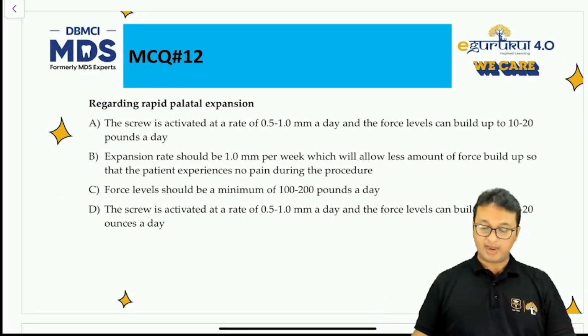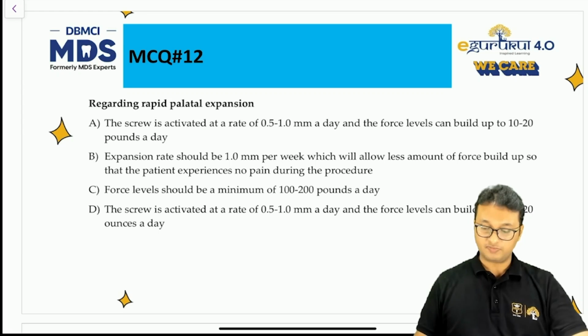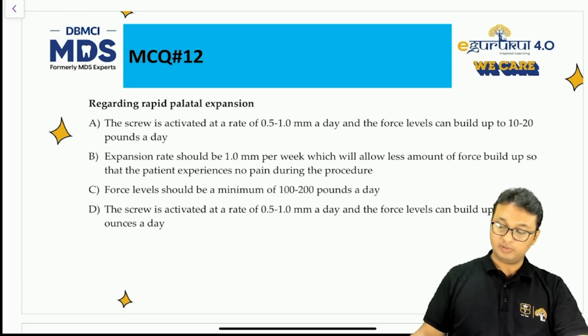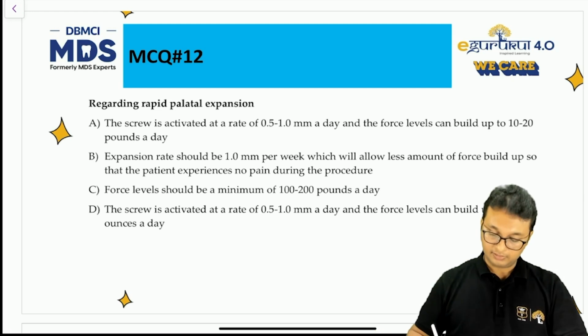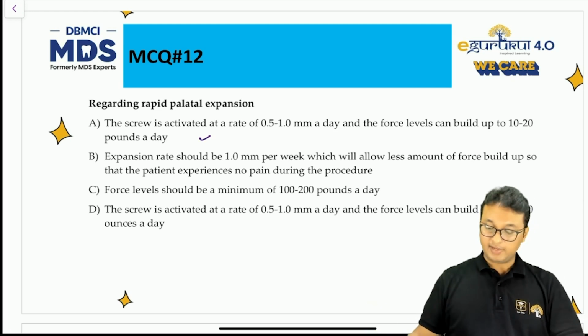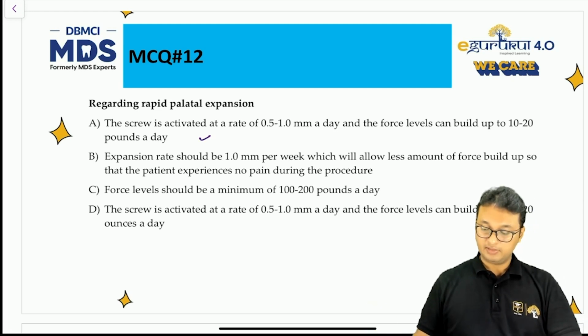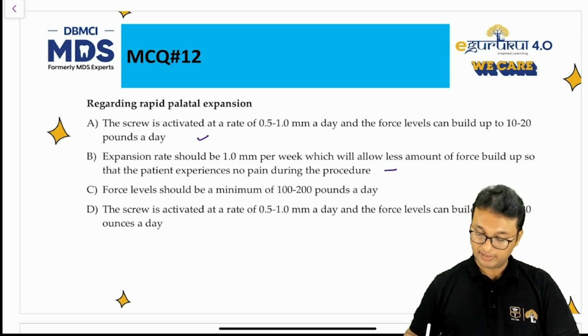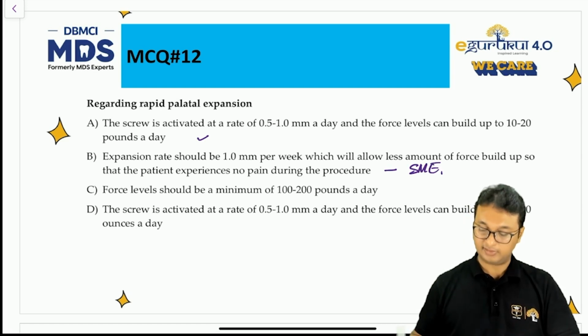The screw is activated at the rate of 0.5 to 1 millimeter per day, and force levels can build up to 10 to 20 pounds a day. This is the right answer. Expansion rate should be 1 millimeter per week, which will allow less amount of force buildup so that the patient experiences no pain during the procedure. Now this option, the second option, is valid for slow maxillary expansion, not rapid maxillary expansion.